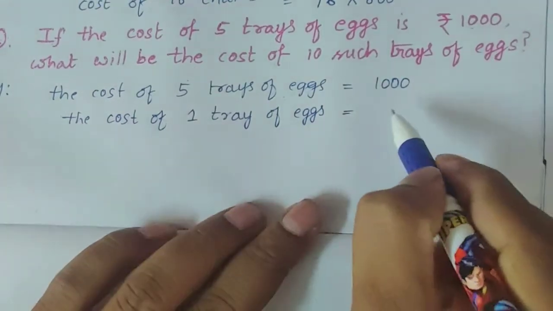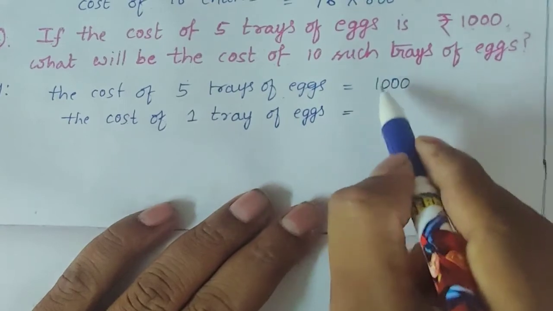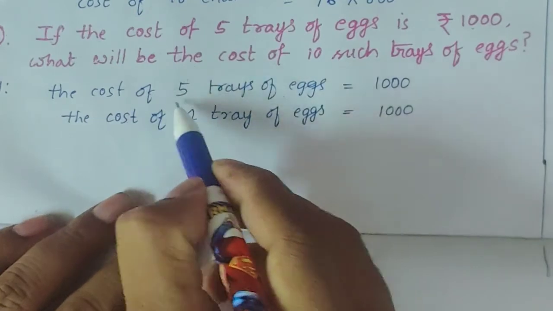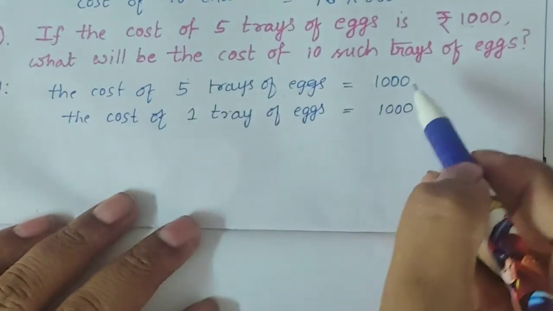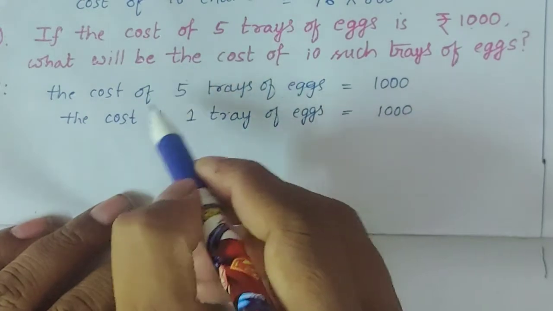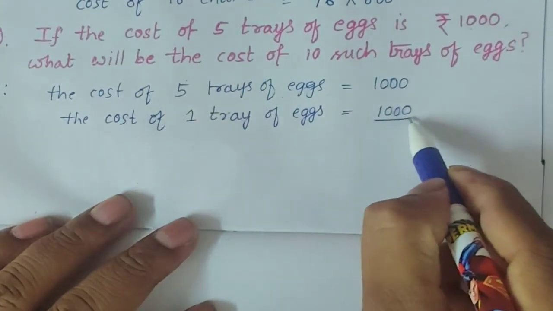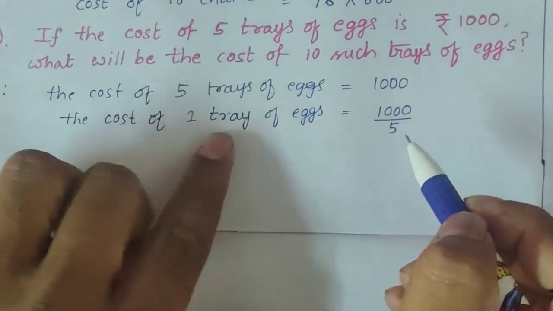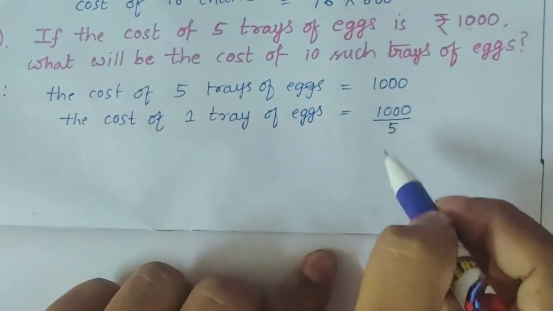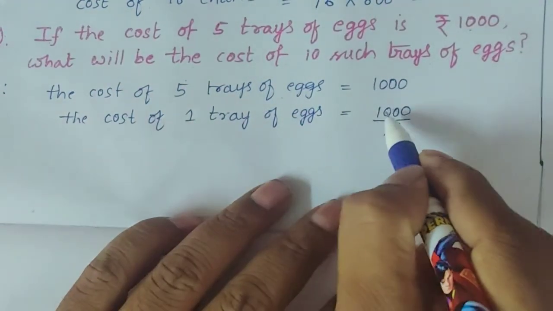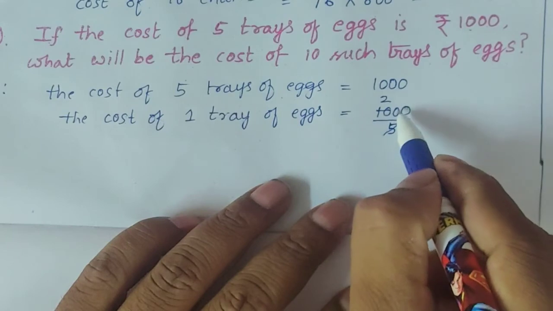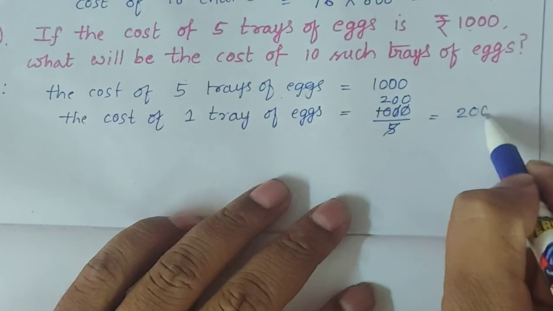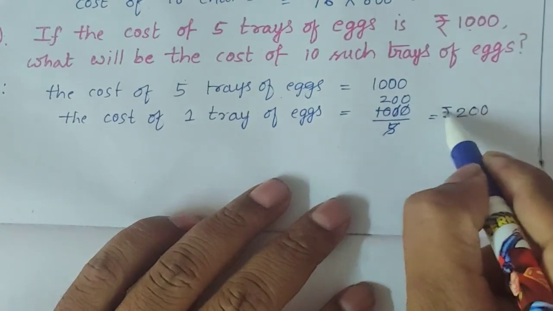Here we already have 1000 on the right hand side, so write 1000, and you need to transpose this 5 to the right hand side. It divides the 1000, so the cost of one tray of eggs will become 1000 divided by 5. You know that 5 twos are 10, then 5 zeros... So the cost of one tray of eggs will be 200 rupees.